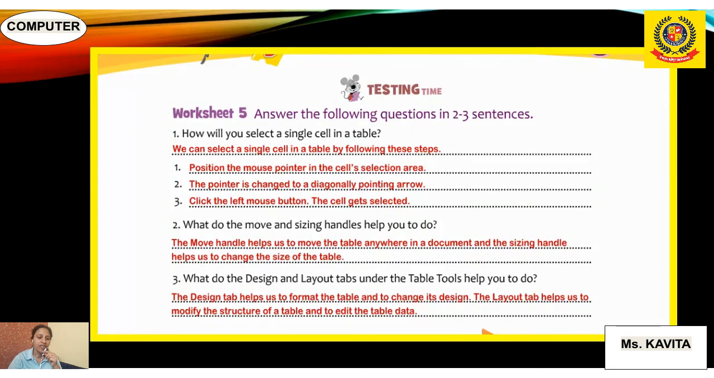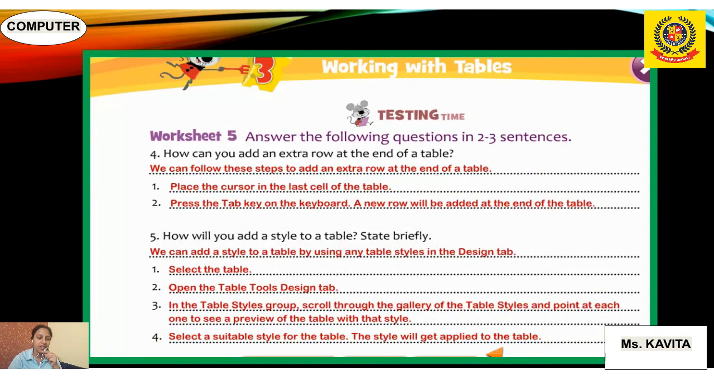How will you add style to a table? State briefly. We can add style to a table by using any table styles in the Design tab. Select the table first, then open the Table Tools Design tab. In the Table Styles gallery, scroll through the gallery of the table styles. Point at each one to see the preview of the table with that style. Select a suitable style for the table. The style will get applied to the table.